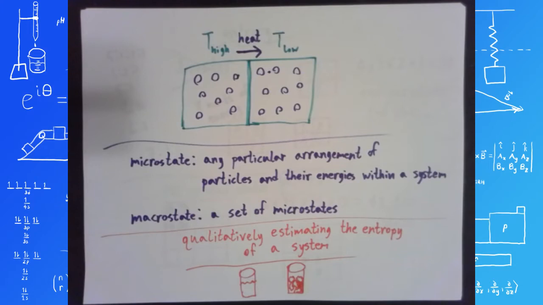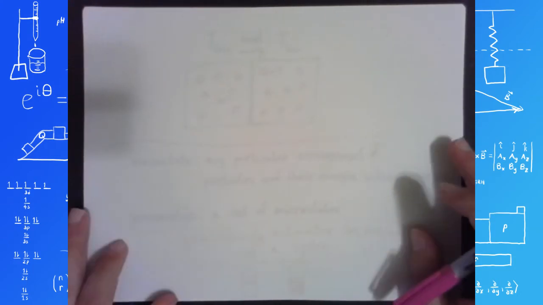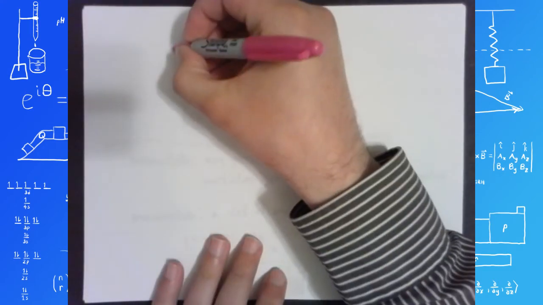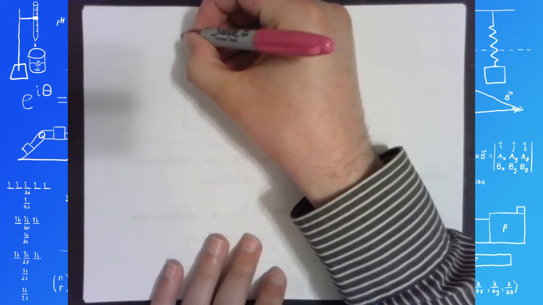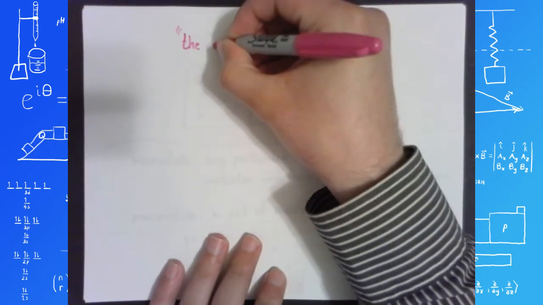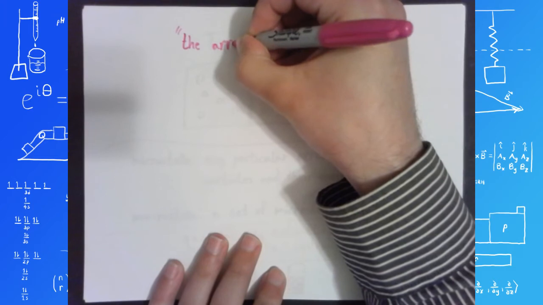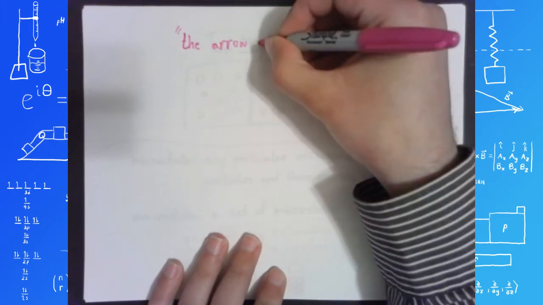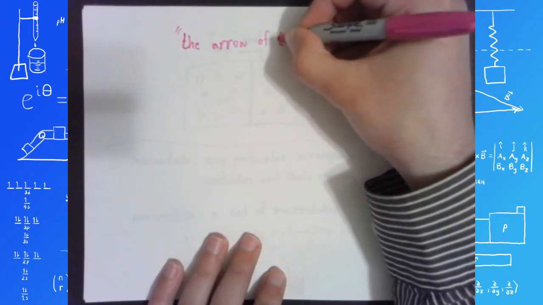Now, entropy has a little bit of a title to it in the realm of physics. Physicists sometimes like to call entropy the arrow of time. If it weren't for entropy, we wouldn't know that time is going forward.